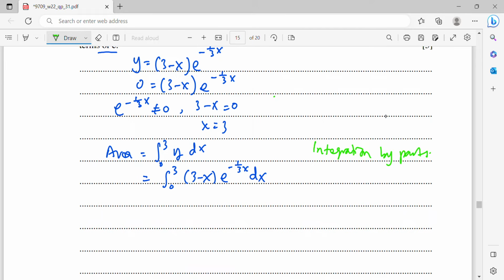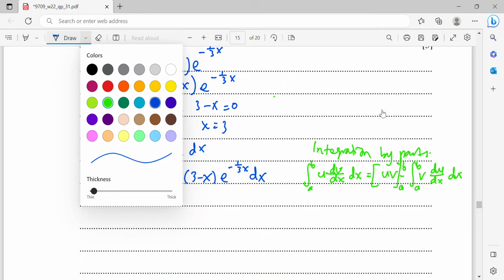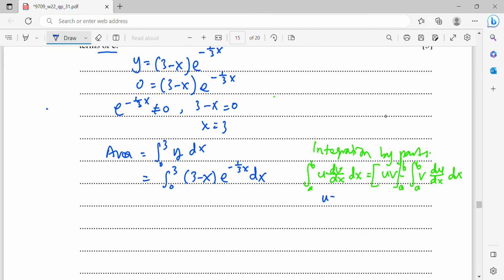Integration by parts means integrate u dv/dx equals to uv minus integrate v du/dx. Since you have limits now, from a to b, then just add on the limits. So now, when you compare, your u is 3 minus x, your dv/dx is the exponential function. So now our du/dx is minus 1.